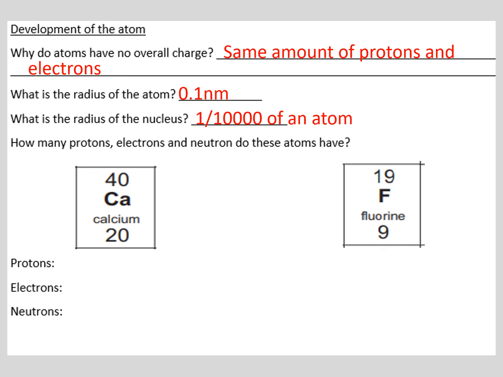How many protons, electrons, and neutrons do each of these atoms have? So, protons for calcium, 20. Electrons, 20. Neutrons, 20. 40 minus 20 makes 20. For fluorine, 9 protons, 9 electrons, 10 neutrons. 19 minus 9, 10 neutrons.